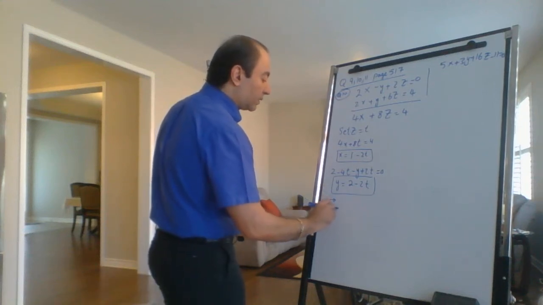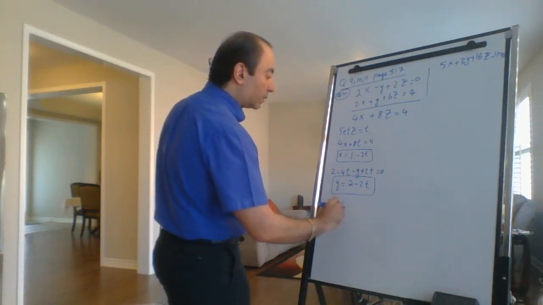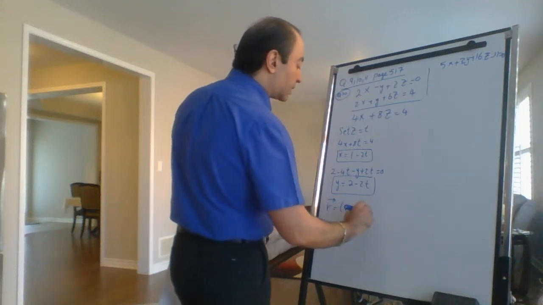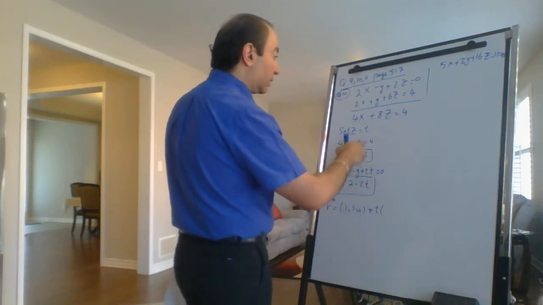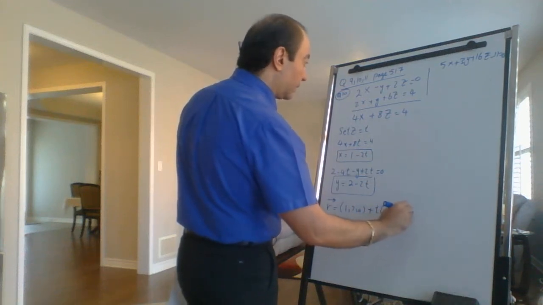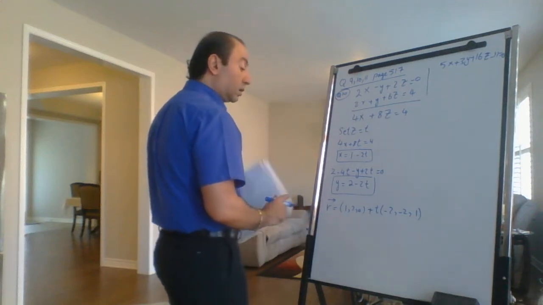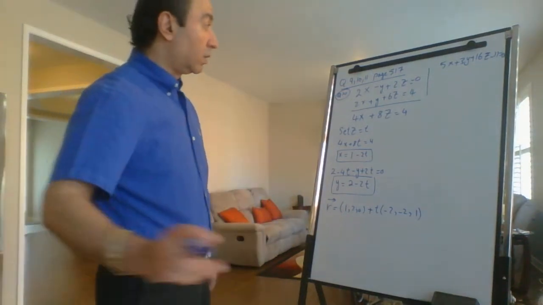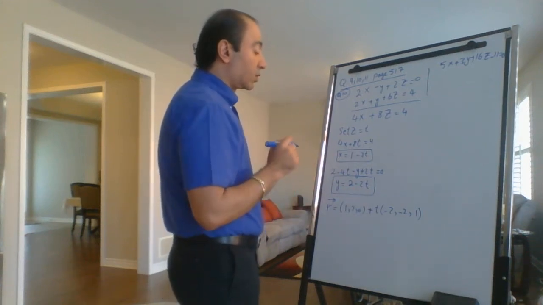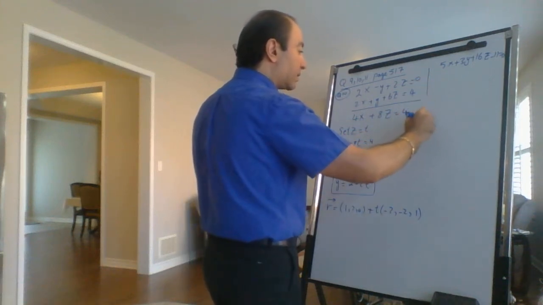So if I want to write it in vector form, it will be 1, 2, and 0 plus t times the numbers in front of this, negative 2, negative 2, and 1. This is the vector equation of the line of intersection.